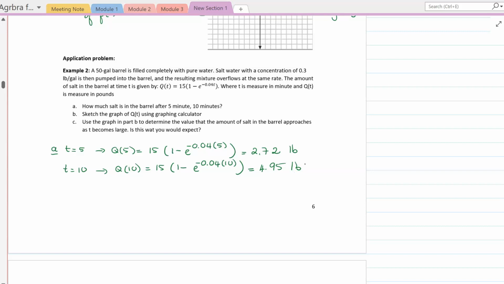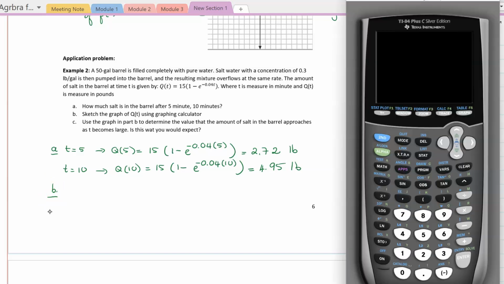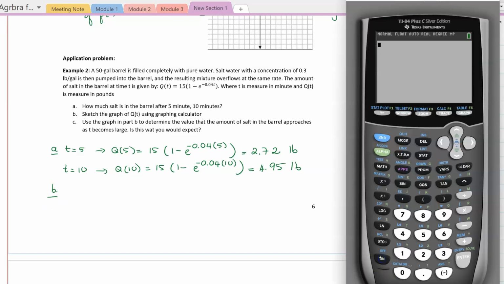Okay. In part B, we want to sketch the graph of Q(t) using the graphing calculator. So let's get a graphing calculator and enter the function into the calculator. And so here we have a button e, second, e^x, negative 0.04 times x. And that is our equation.